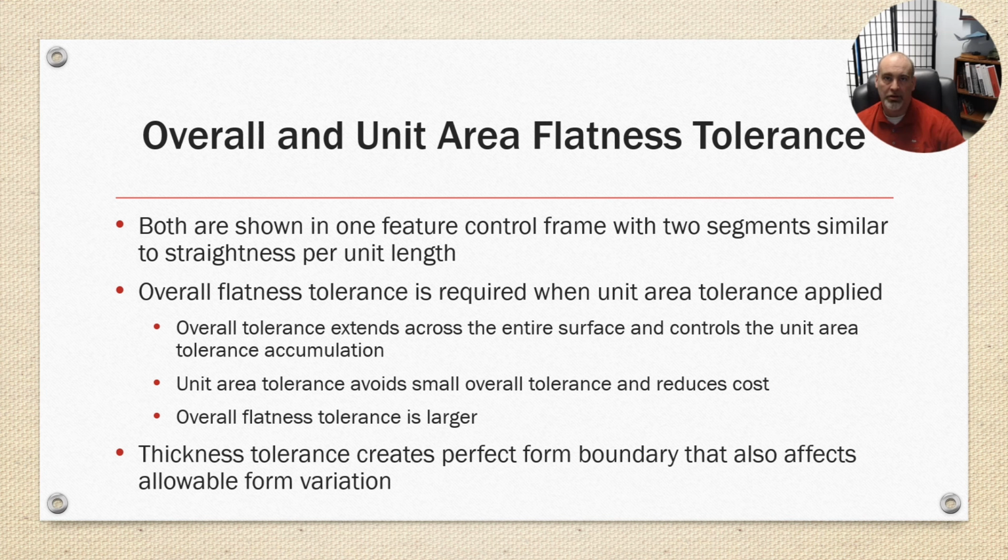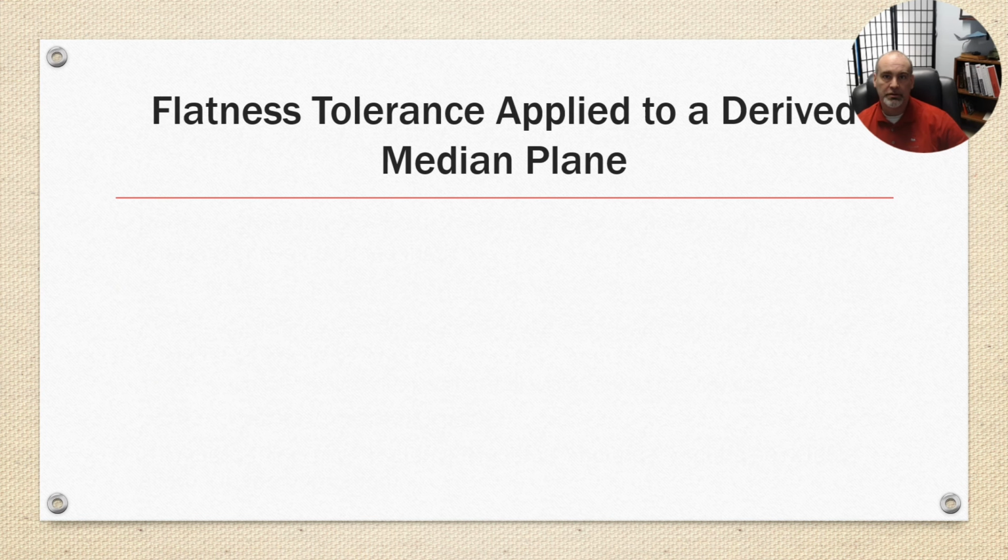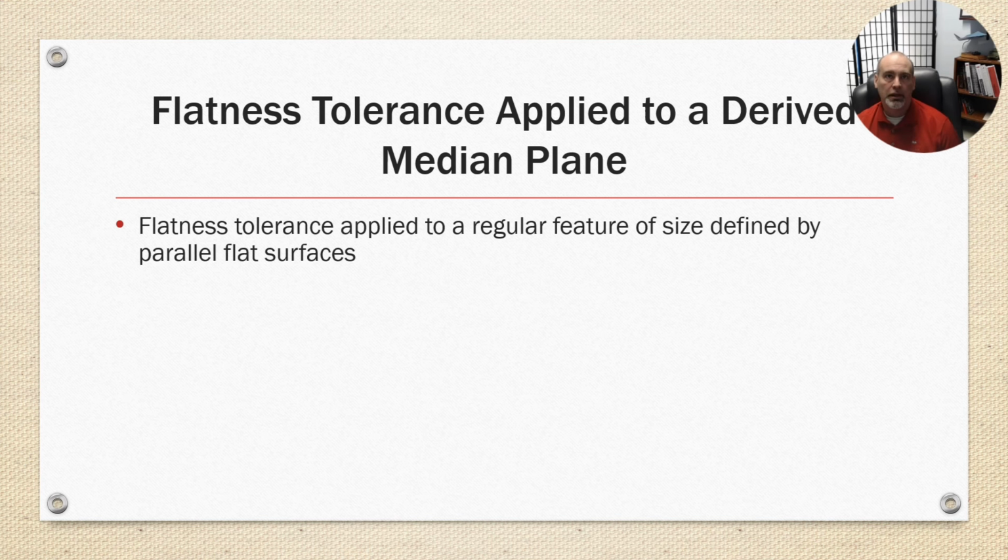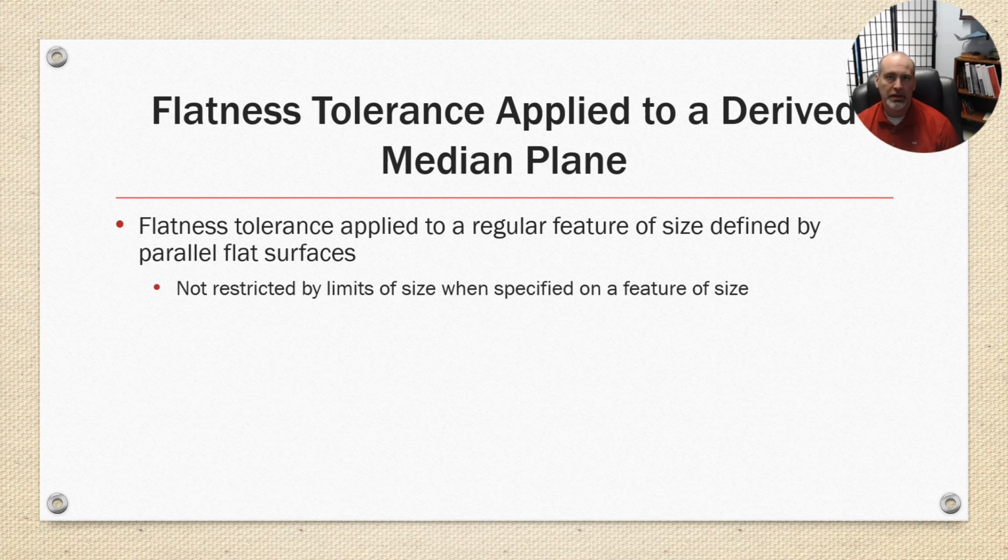And a thickness tolerance creates perfect form boundary that also affects allowable form variation. Flatness tolerance applied to a derived median plane. A flatness tolerance is applied to a regular feature of size defined by parallel flat surfaces. And it's not restricted by the limits of size when specified on feature of size. And rule number 1 does not apply to a tolerance feature of size.